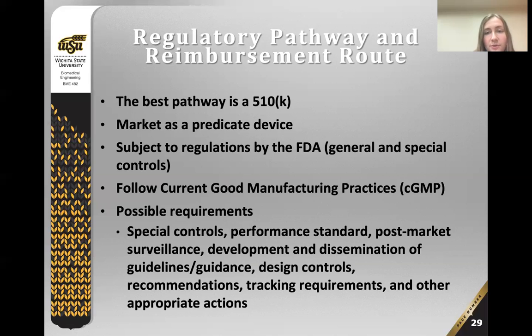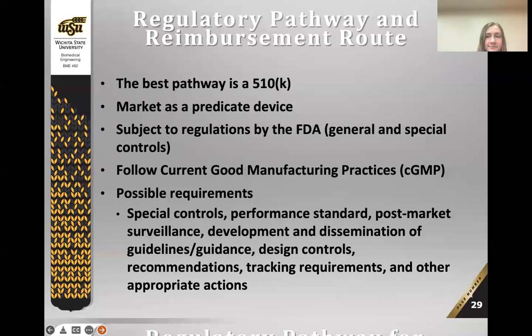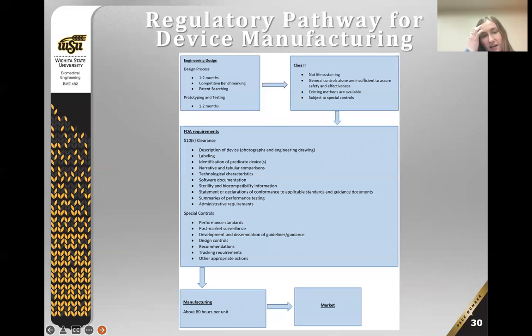Under the general controls, we will have to follow the quality system regulation, which is also known as the current good manufacturing practices. This is all related back to quality assurance, making sure that the product's design, packaging, and manufacturing all meet specific standards. Some possible requirements for this device include special controls, performance standards, post-market surveillance, development and dissemination of guidelines/guidance, design controls, recommendations, tracking requirements, and other appropriate actions. Here on the slide is the regulatory pathway for device manufacturing to market, all laid out.